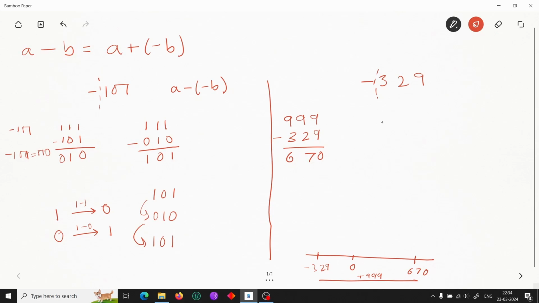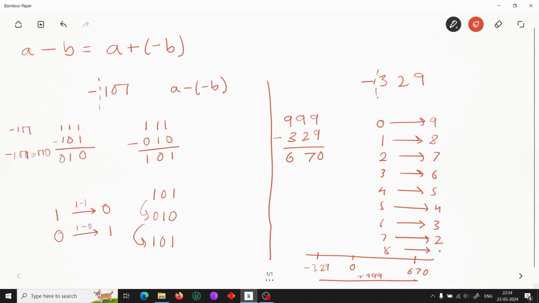You see, when you have 0, it will become 9. When you have 1, it will become 8. 2 will become 7. And say 3 will become 6. 4 will become 5. 5 will become 4. 6 will become 3. 7 will become 2. 8 will become 1. And 9 will become 0. As you go down ascending, the other side is descending basically. So this is the relationship here.